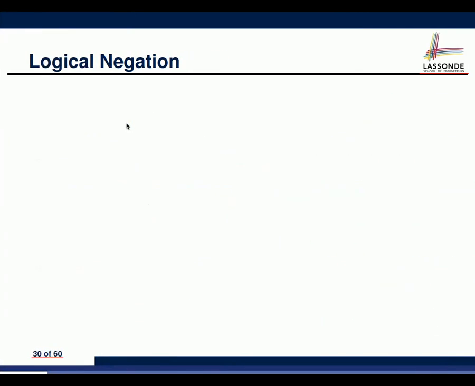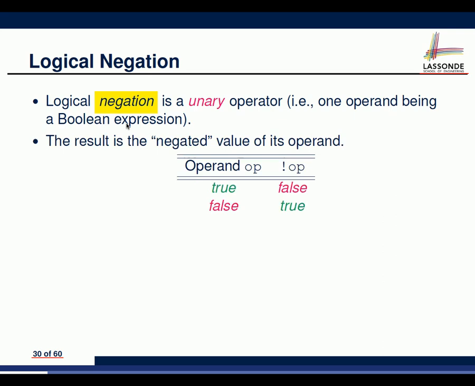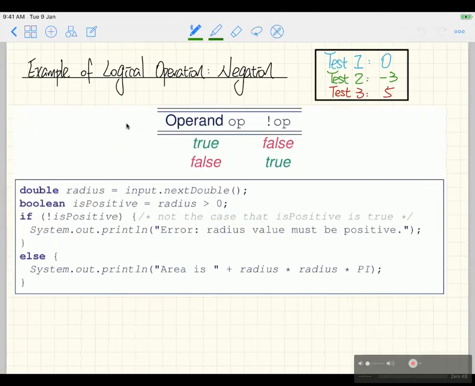Okay, logical negation. That's the truth table. Let me just go to an example right away and show you. A very typical way to write the logical negation is like this. Let's say we have a program here. We're reading the radius from the user, and then we want to say if the radius is not strictly positive, we print out some error. Otherwise, we print out the area by doing radius times pi.